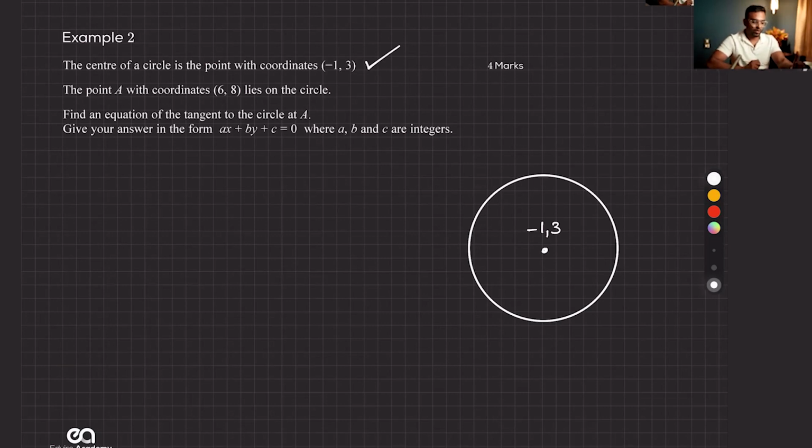Point A with coordinates lies on the circle. Now I'm just assuming that point's here, 6, 8. Find an equation of the tangent to the circle at A. This is point A. So there's a tangent to the circle at A, and I'm drawing that like this. Okay, everyone? We want to work out the equation of the tangent, which is the green line.